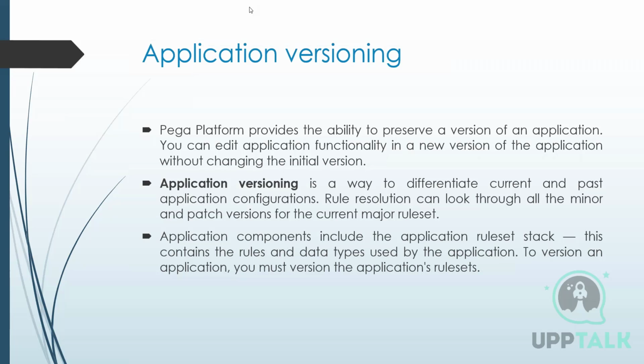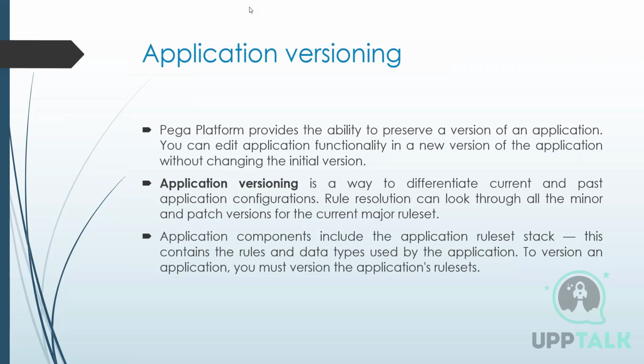Now, in Pega, we don't have anything called code. We talk everything in terms of rules and rule sets. When it comes to application versioning, the same applies. When you are versioning the application, it means nothing but you are versioning the rules and the rule sets.